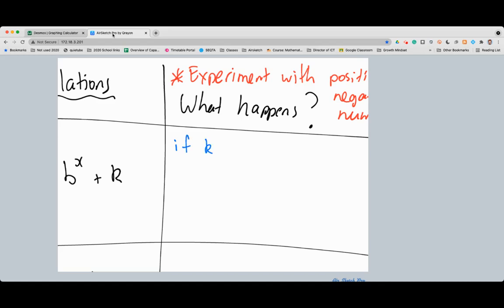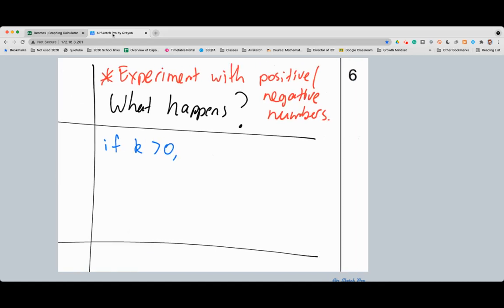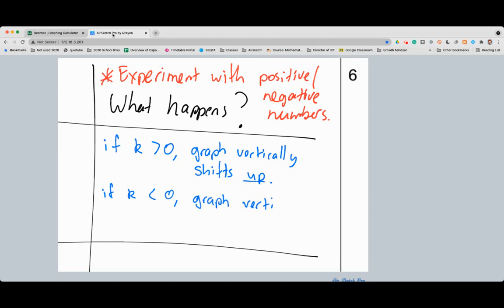So if k is greater than 0, graph vertically shifts up. And if k is less than 0, graph vertically shifts down.